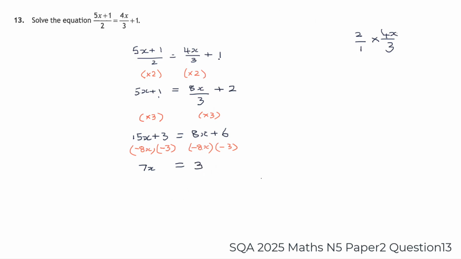And final stage, we get rid of this times 7 by dividing both sides by 7. That gets rid of this 7, so we'll get x on the left. 3 divided by 7, that's 3 sevenths. And there's the solution to this equation.